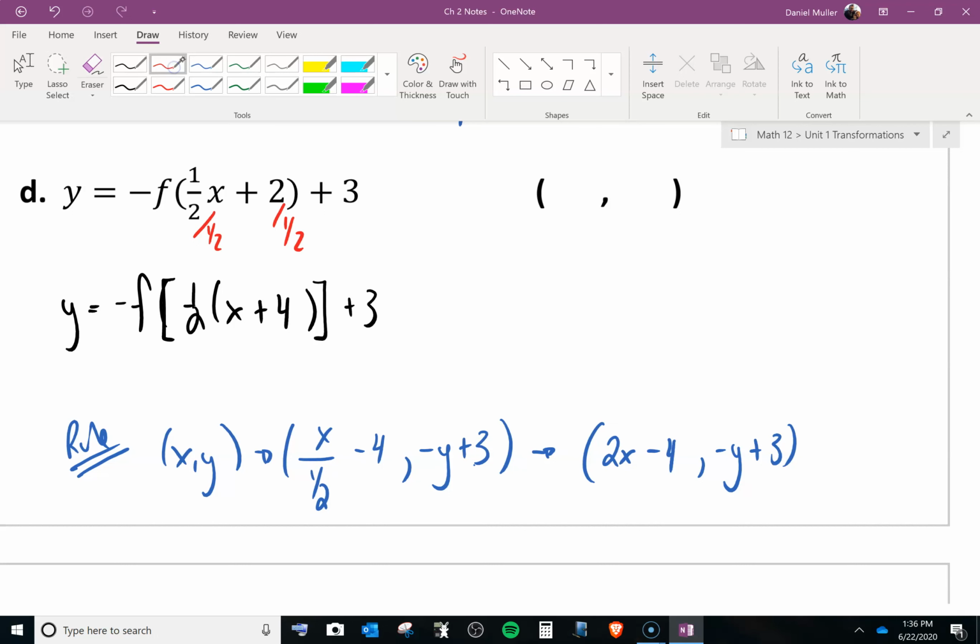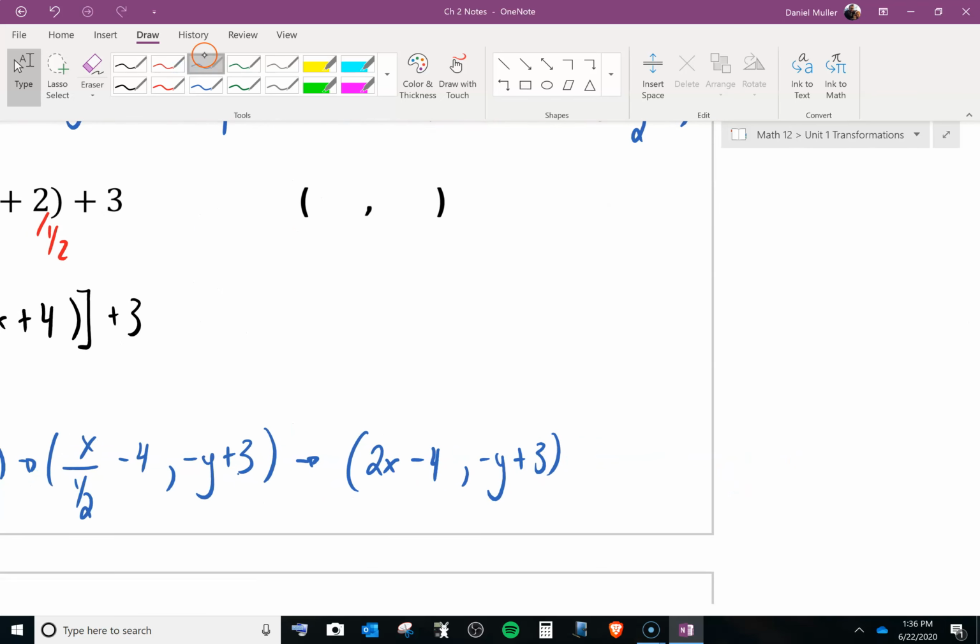So you could write down what all of these transformations are, but let's do the point first. So I have 6. 6 goes into here. 2 times 6 is 12. 12 minus 4 is 8. And then I've got negative 8 to here. Negative 8 is positive 8. 8 plus 3 is 11.